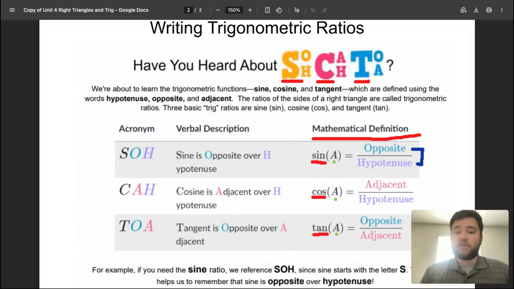But right now we're just going to practice labeling these sides and setting up our ratios: opposite over hypotenuse, adjacent over hypotenuse, opposite over adjacent. Are we able to set up these ratios? That's going to help us solve these later in the module.